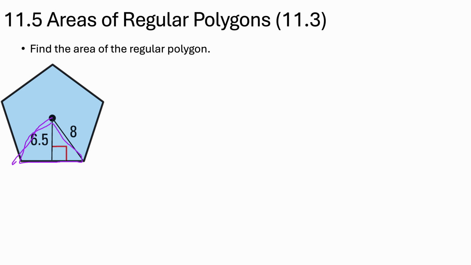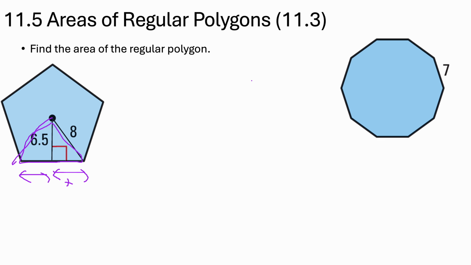For finding the area of this, first you have to find the base. Base is not given. So for finding the base, you can use the Pythagoras theorem: x square plus 6.5 square equals 8 square, and then you do 2x and you will find the whole base. So half base into height, half 2x into 6.5, would be the area of this triangle, and then you multiply it by 5 and you will get the whole area.